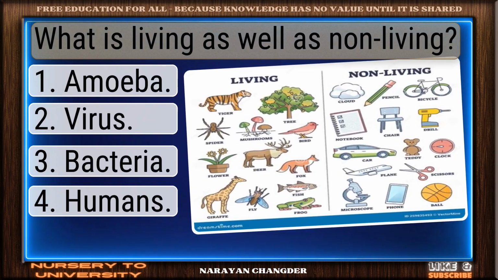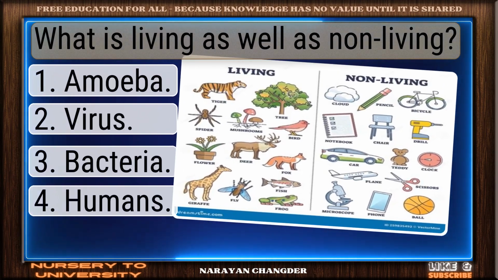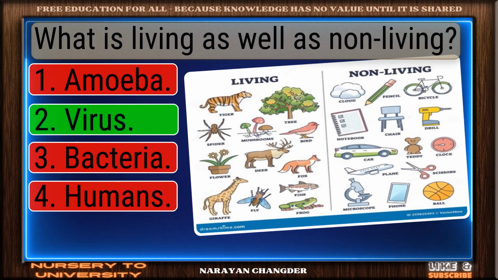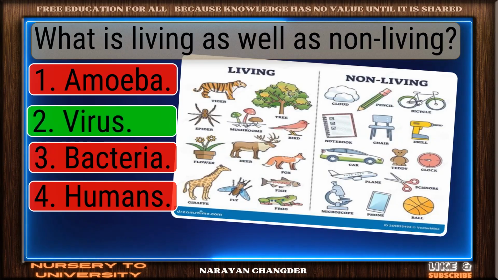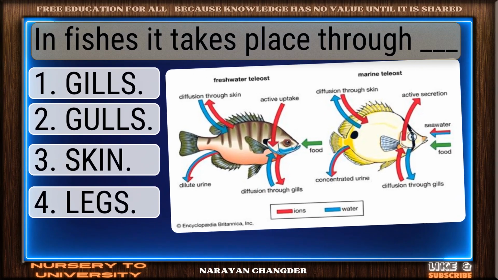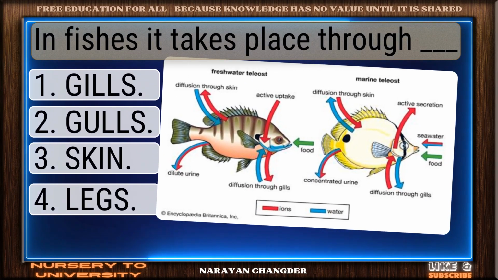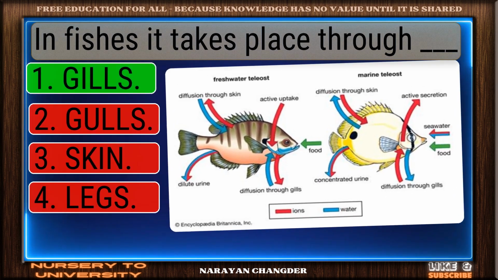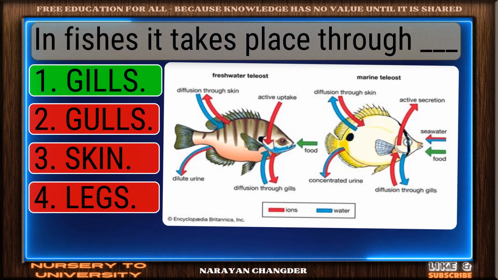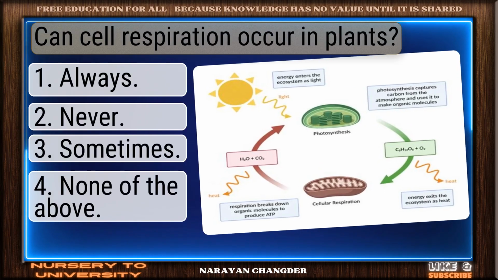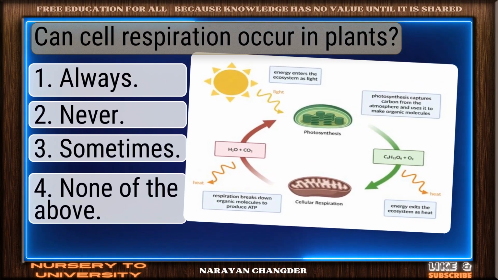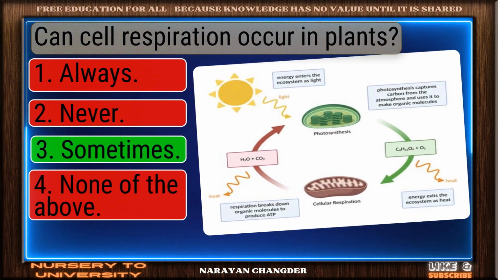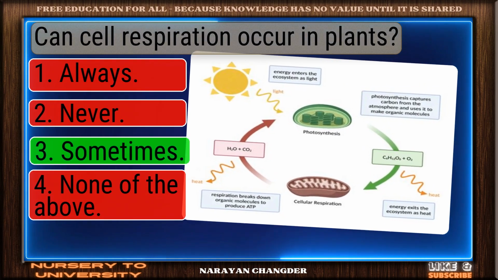Question number 153. What is living as well as non-living? Right again. Virus is a valid answer. Question number 154. In fishes, it takes place through dash. Exactly. Gills make sense, and it is the right choice. Question number 155. Can cell respiration occur in plants? Well reasoned. Sometimes is the correct choice.